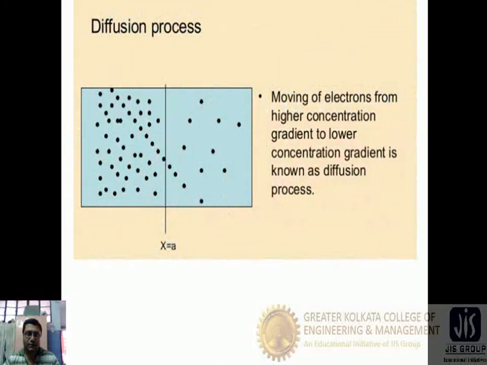Now there is another current, known as the diffusion current or the diffusion process. The movement of electrons from a higher concentration to a lower concentration is known as the diffusion process. We have to keep in mind that for the diffusion process there should be a concentration gradient. If there is no concentration gradient, there will be no diffusion. So to make diffusion current flow, there should be some concentration gradient. This is the main important thing to keep in mind.